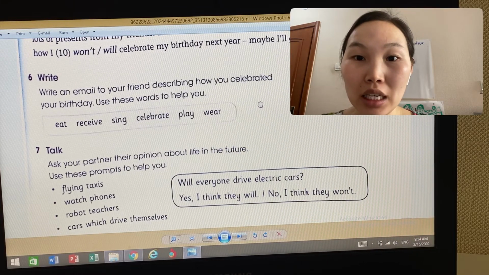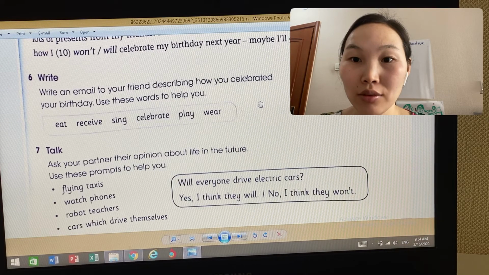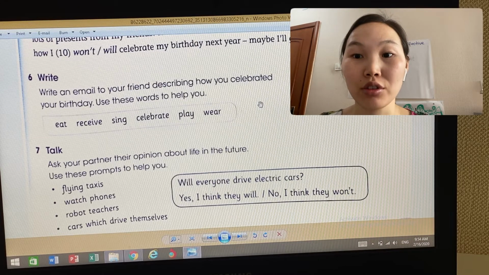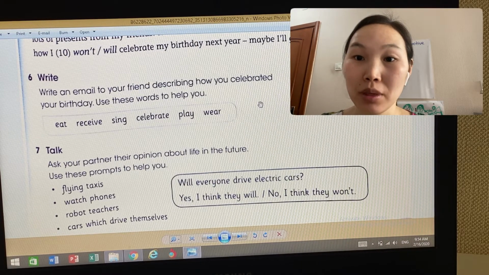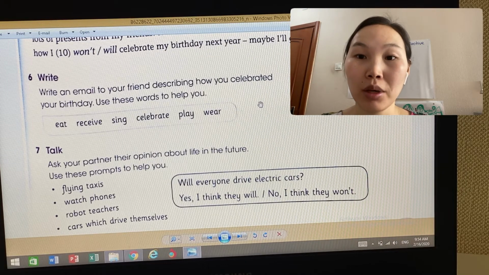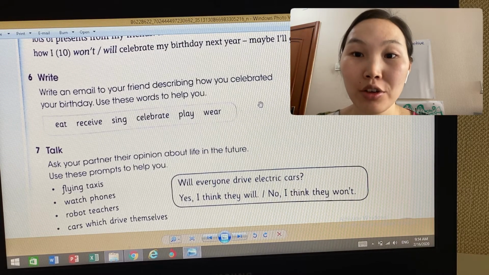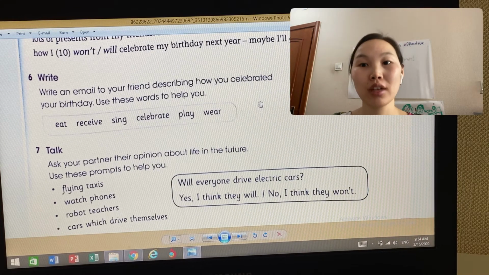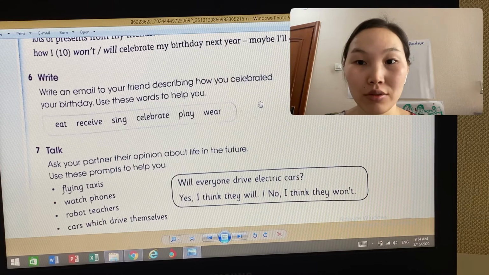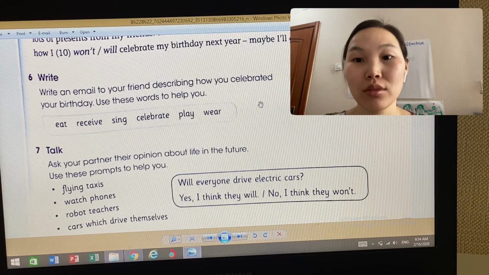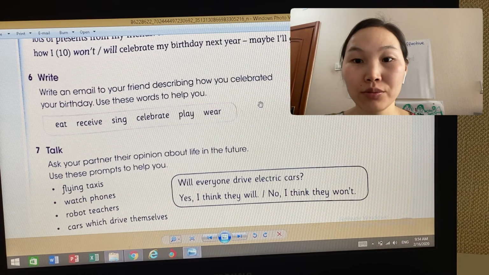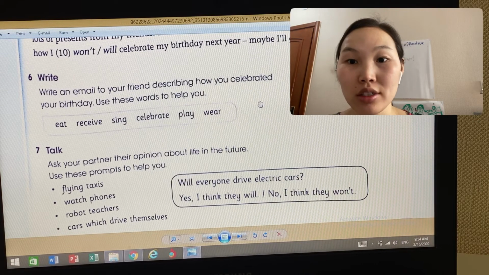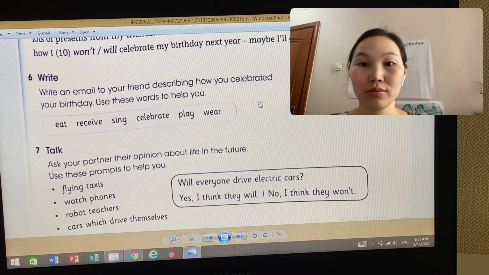It's about speaking, right? But I don't think you have a speaking partner at home, but if you have your brother or sister, or if your mom or dad can speak English, you can practice with your family members. So ask your partner their opinion about life in the future. Use these prompts to help you. If you don't have a partner, just do it yourself and speak and record your video. So, will everyone drive electric cars? Yes, I think they will. No, I think they won't.